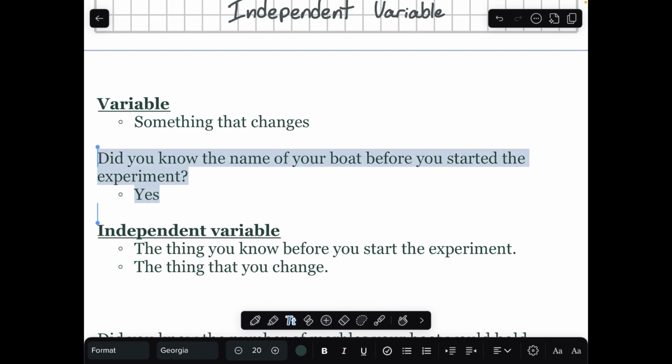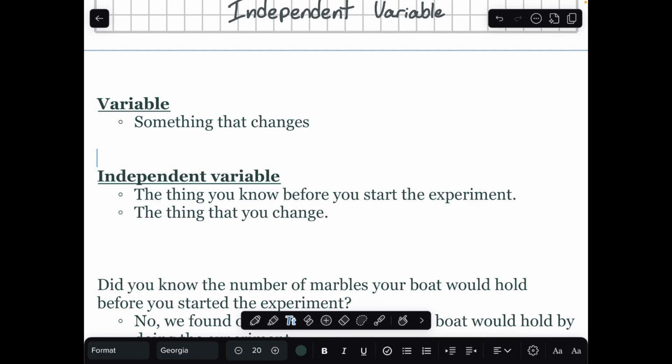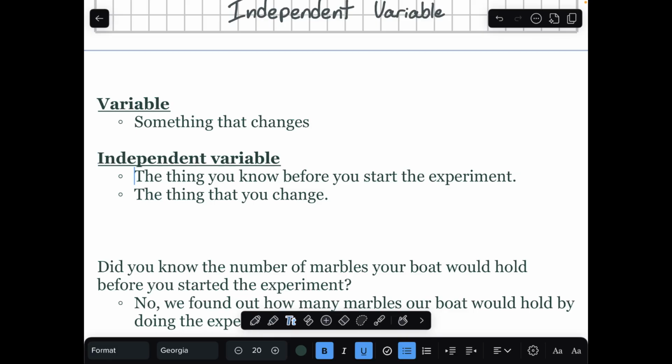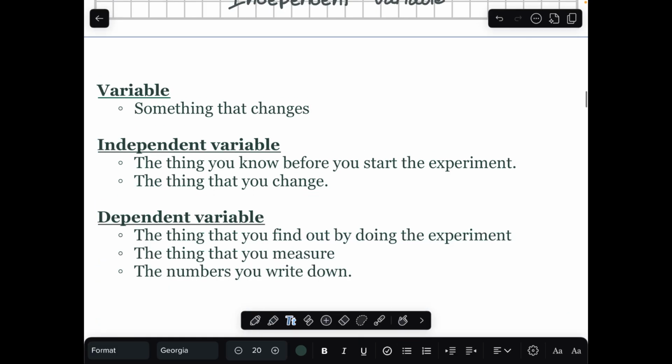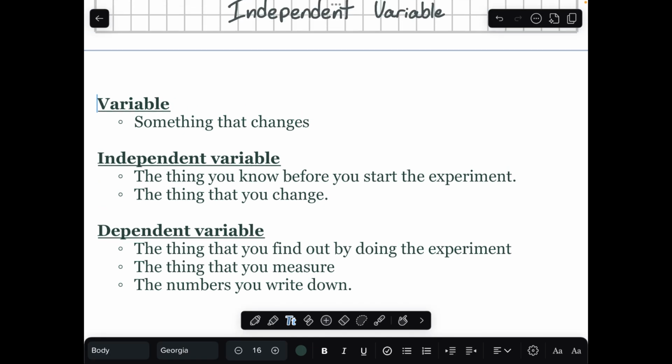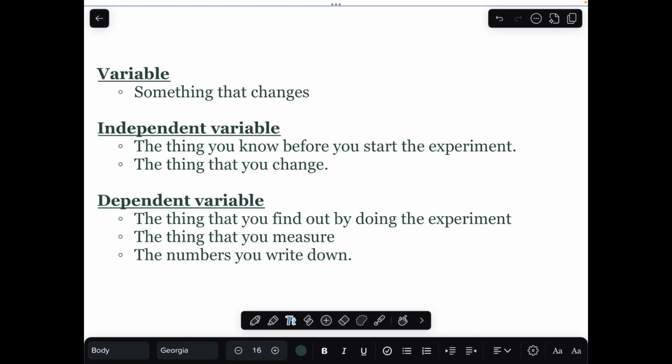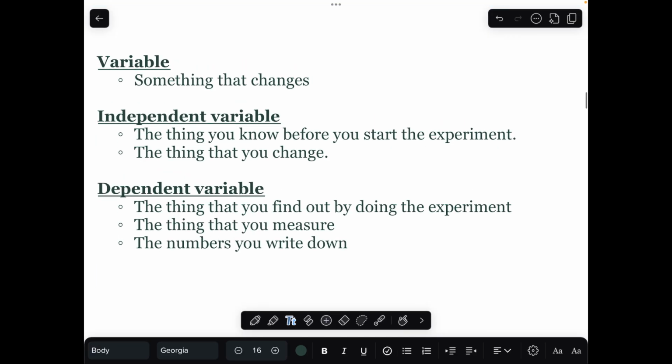Okay, so a variable is something that changes. The independent variable is the thing that we know before the experiment. And the dependent variable is the thing that you find out by doing the experiment, the thing that you measure, and you can commonly identify what you're measuring by what number you are writing down. Let's go back and look at our data table again.